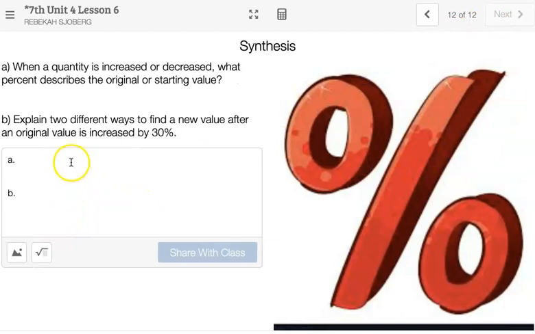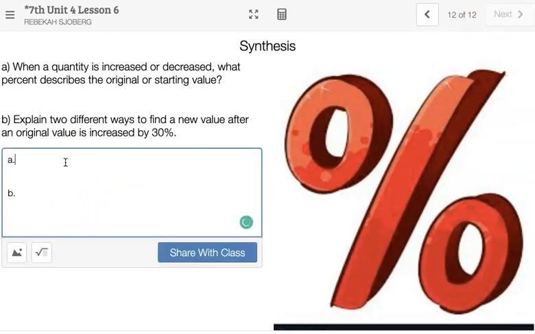Just when we synthesize, it's very important that you notice when a quantity is increased or decreased, what percent is the original or starting value. That's always 100%. And when you're trying to find two different ways to find a new value after the original value is increased by 30%, one way that you can do it is multiply the original by 0.3, which is 30%, and then add it to the original.